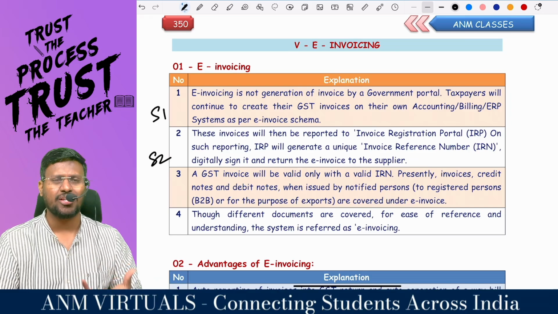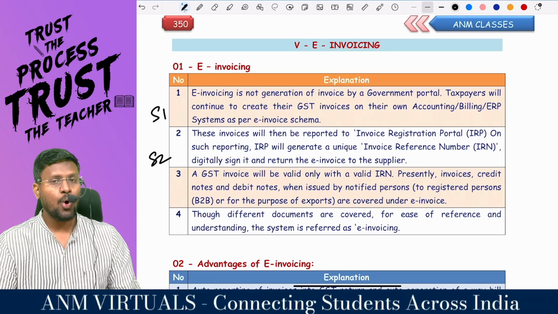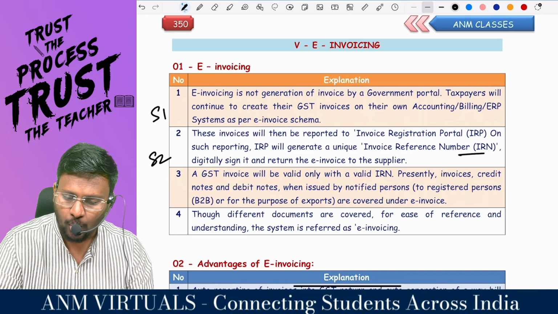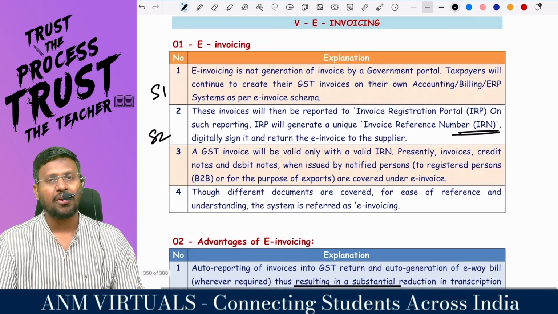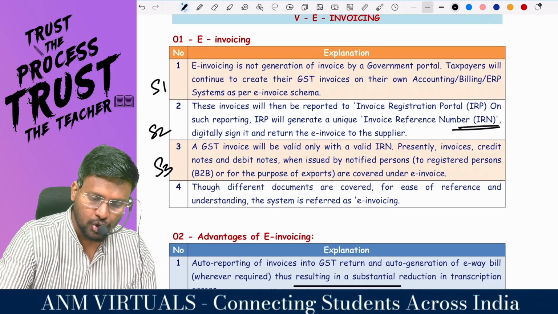How do you take registration under the GST Act? The same way you have to register your invoice. Once you register your invoice, that IRP will provide you an IRN. What is IRN? Invoice Reference Number.